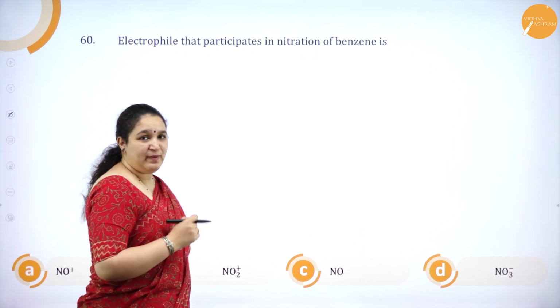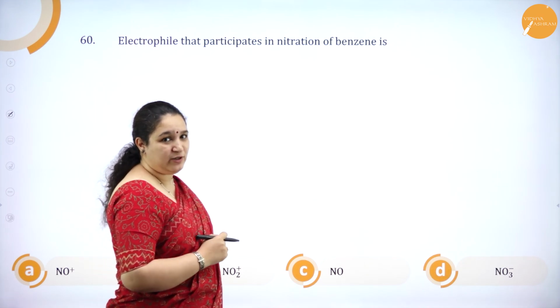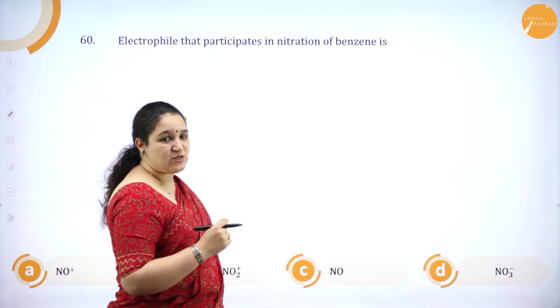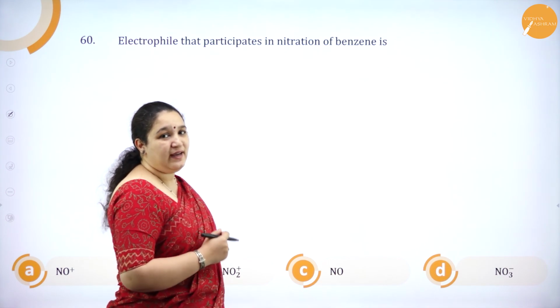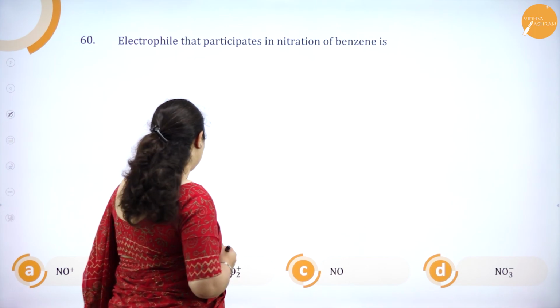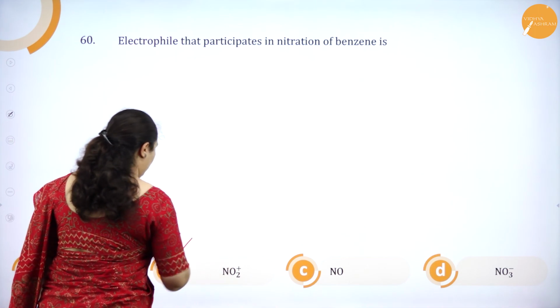So the last question, the electrophile that participates in nitration of benzene. In nitration of benzene, we know which is the electrophile, it is NO2+. We have learned the entire mechanism in our first year. So the answer is NO2+.